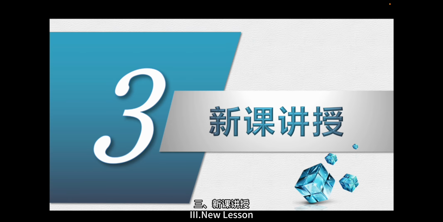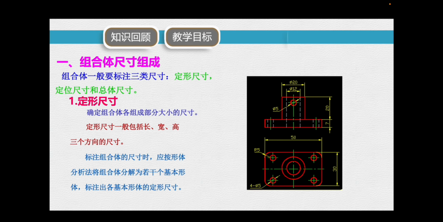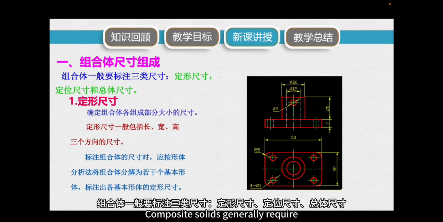Third, new lesson. Composite solids generally require three types of dimensions: shape dimensions, location dimensions, and overall dimensions.